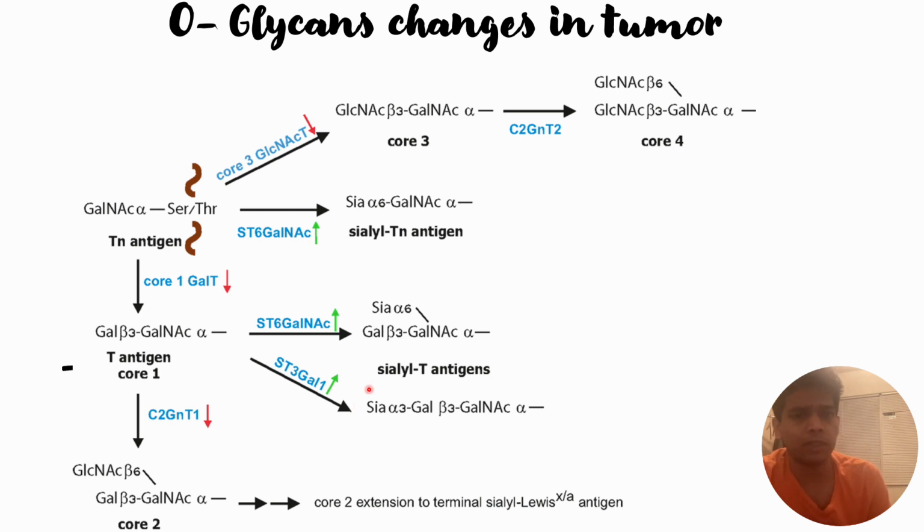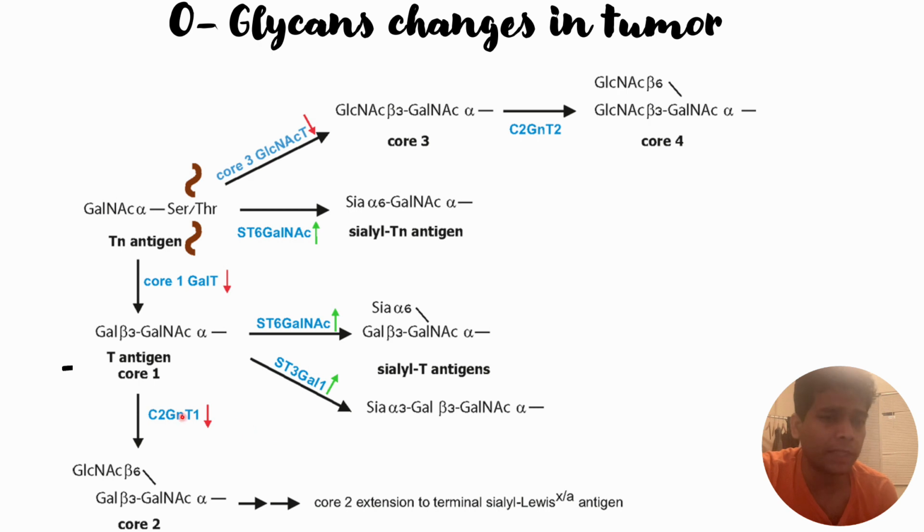And the other structure is also known as sialyl T antigen. However, in this case, the bond is slightly different. Instead of this sialic acid alpha 6 bonded to the GalNAc, it bonds to this Gal beta 3, and this is done with the help of this enzyme ST3-GAL1. So there is upregulation of this ST3-GAL1 that leads to more formation of this sialyl alpha 3 Gal beta 3 GalNAc alpha structure.